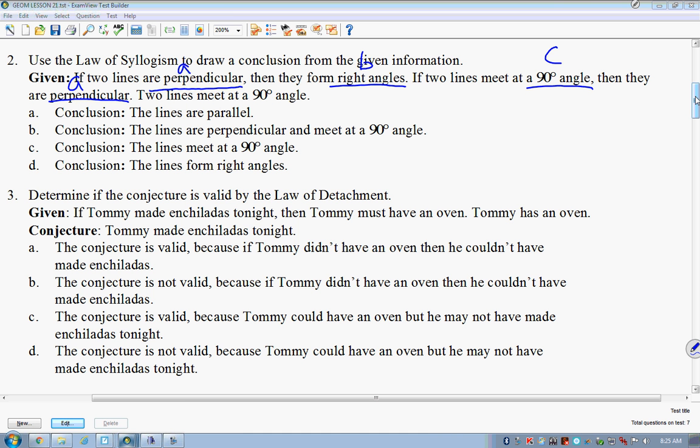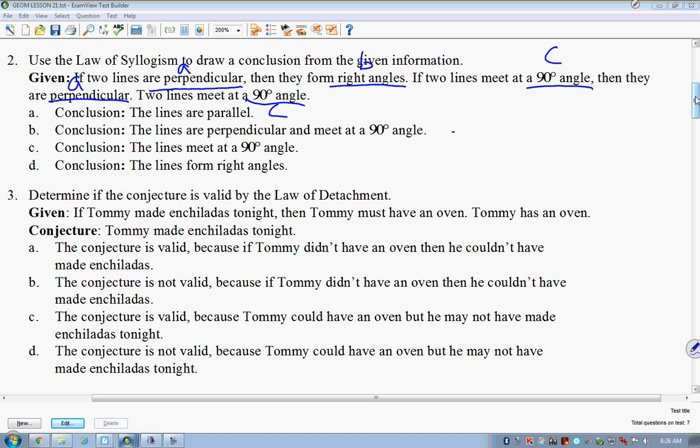A. If two lines meet at 90 degrees, what do I want to underline? What do I want to call it? C. All right. Then what? What's my conclusion? Because I'm looking at this last part. Two lines meet at 90 degrees. Well, what's already been connected?